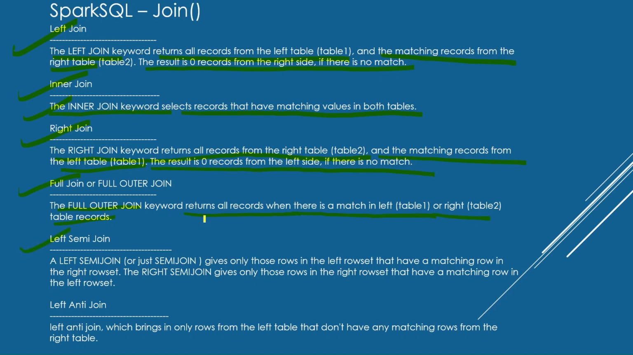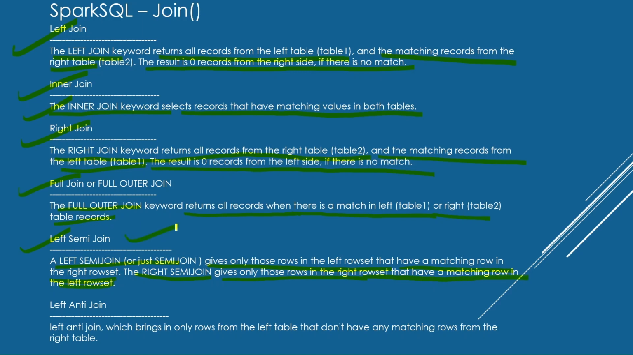Let's discuss the left semi join. A left semi join, or just a semi join, gives only those rows in the left row set that have a match in the right row set. The right semi join gives only those rows which are present in the right row set and have a matching row in the left row set.